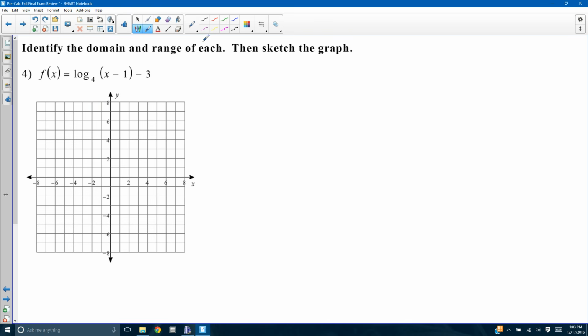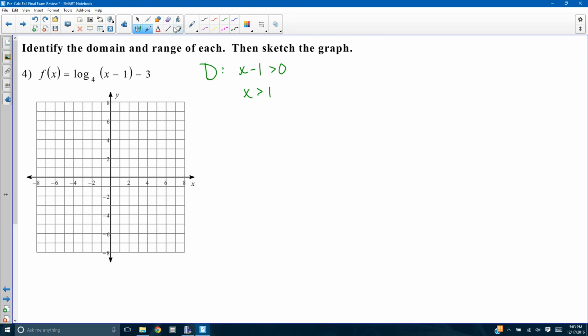Identify the domain and range of each and then sketch the graph. Okay, so just like the log function that I graphed before, I'm going to go pretty quickly with this, all told. Domain is probably the first thing you want to start with anyway because it helps you with your vertical asymptote. I cannot take the log of 0 or a negative number, so my x minus 1 value has to be positive. It has to be greater than 0. If that's the case, x has to be greater than 1.